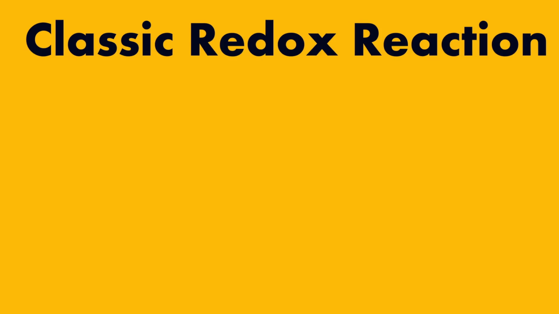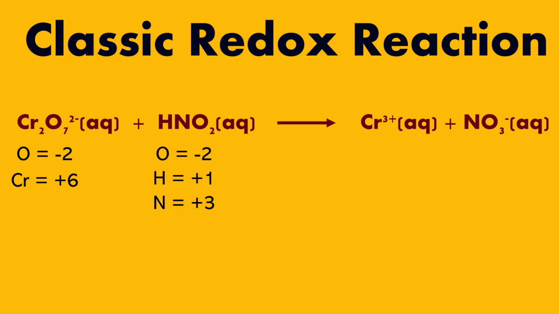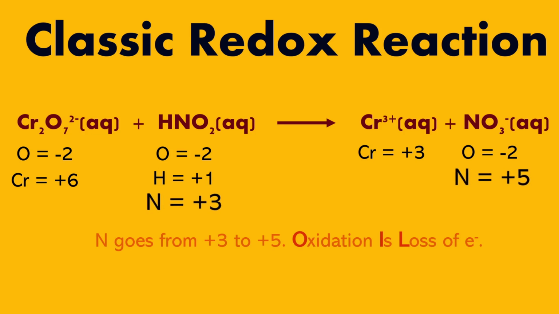Okay, so let's look at a classic redox reaction that you would probably get on a test somewhere or in practice. Let's take a look. Go ahead and do the oxidation numbers here. And we can see oxygen is -2, chromium is +6. And then, of course, oxygen -2, hydrogen +1, nitrogen +3. And then when we go to the other side, we already see our chromium is +3, and then our oxygen stays as -2, but our nitrogen goes to +5. All right, of course, nitrogen goes from a +3 to a +5.